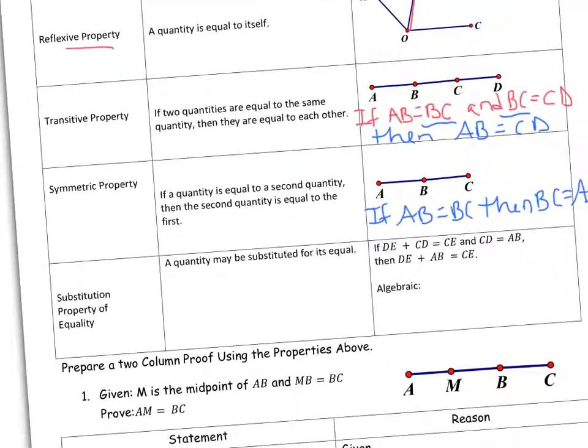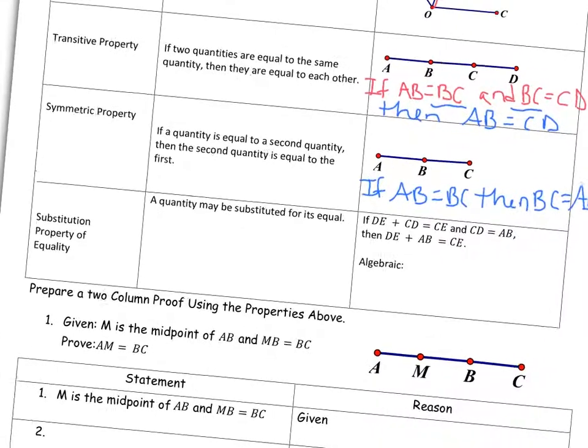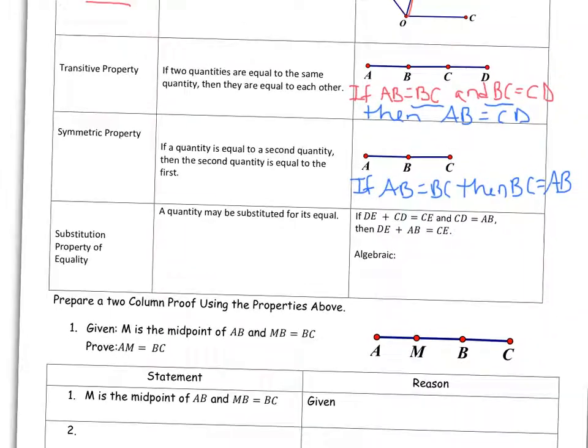Your substitution property of equality: a quantity may be substituted for its equal. So in the picture here, in the example, if DE plus CD equals CE, and we know that CD equals AB, then we're just going to plug AB right in for CD, and you get this statement DE plus AB equals CE.